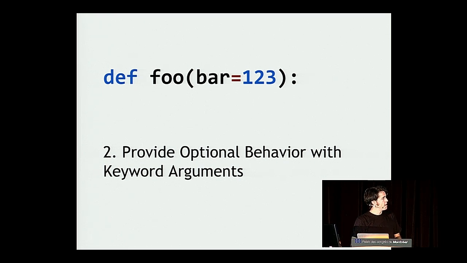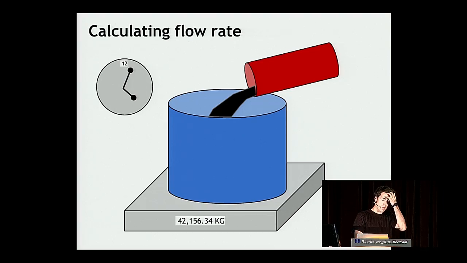Next one is providing optional behavior with keyword arguments. So I think you should do this. And there's a keyword argument right there. Motivating example here. I thought it needs to be more connected to the real world. So imagine that you are trying to calculate the flow rate. This is my high quality illustration. Maybe this is cream cheese for bagels or something like that. Whatever they do in this town.